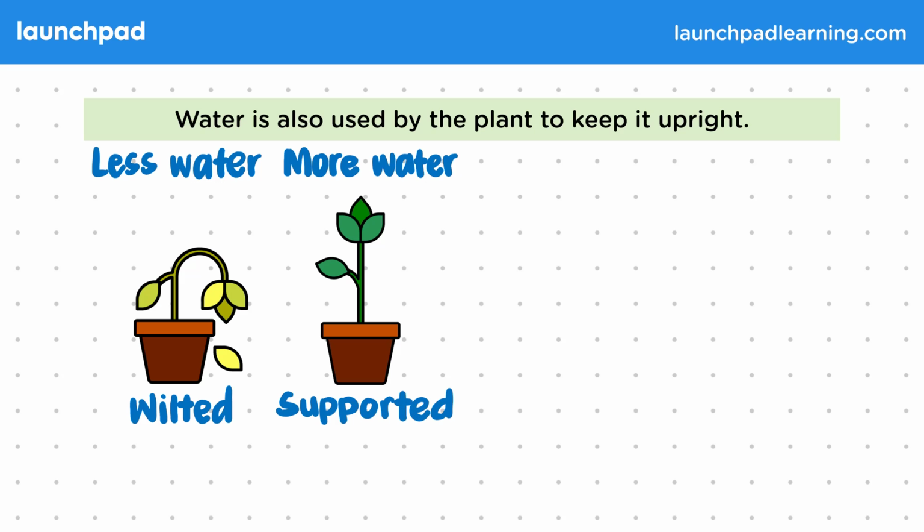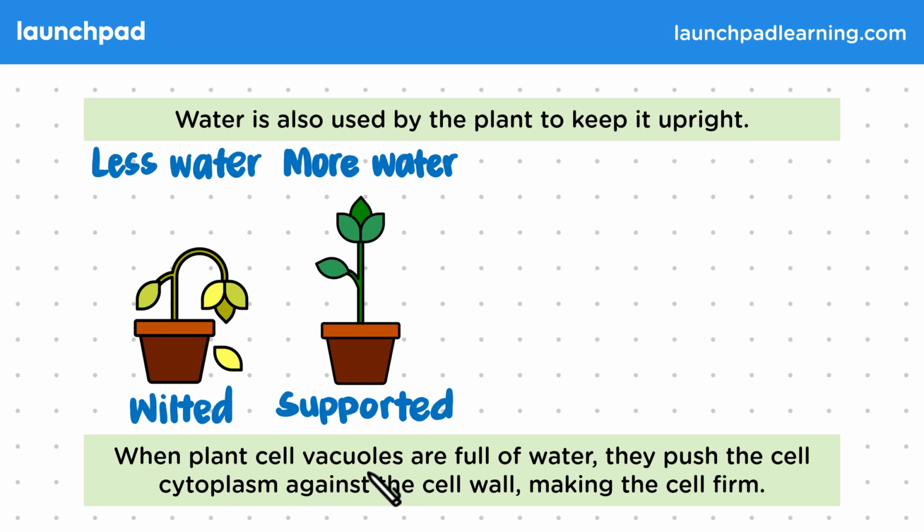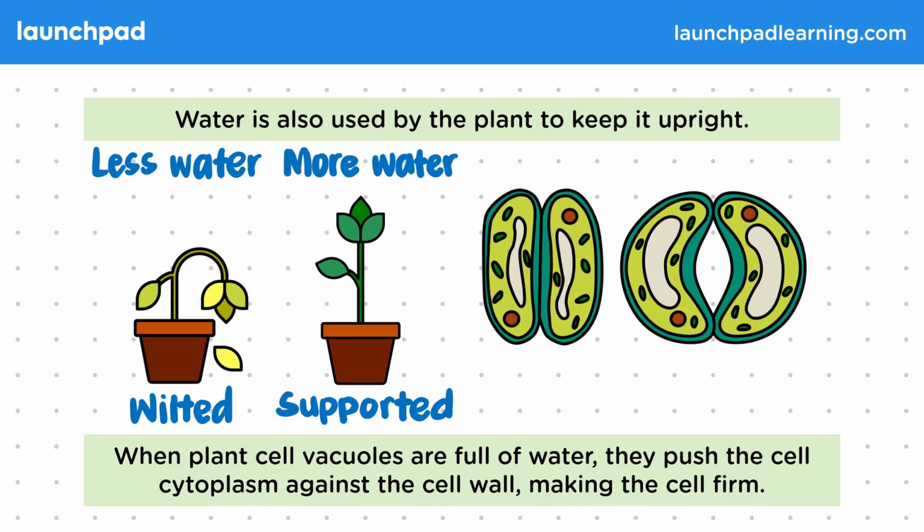on the right. When plant cell vacuoles are full of water, they push the cell cytoplasm against the cell wall, making the cell firm. In this diagram of guard cells, the vacuole is this pale area in the middle of the cells. When there's less water available in the plant, this makes the vacuole smaller, which in turn makes the cell flaccid or soft. However, when there's more water available, the vacuole is larger, making the cell turgid or firm.